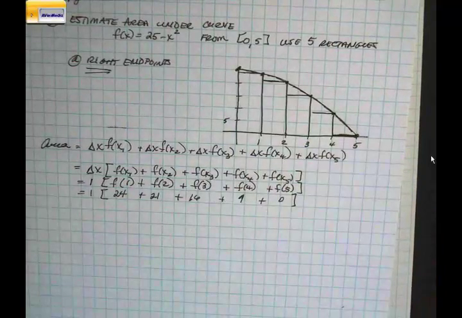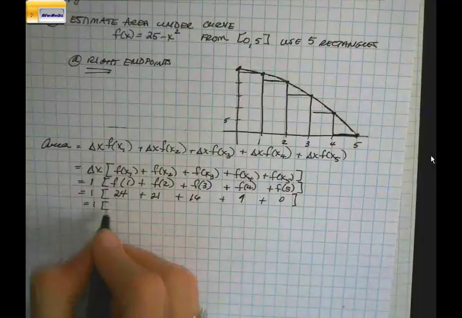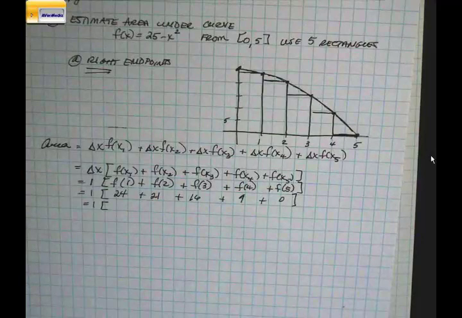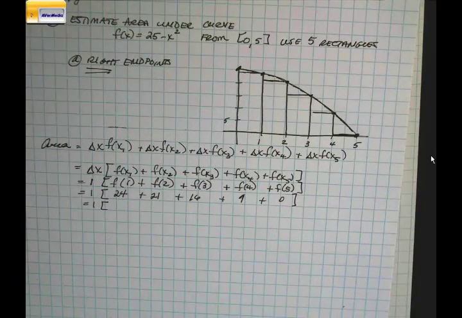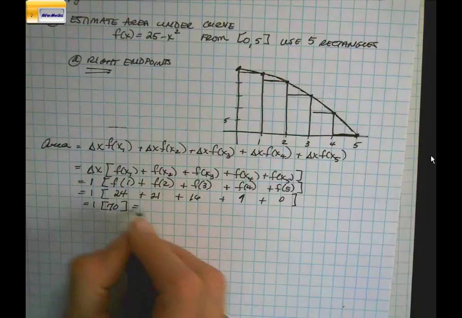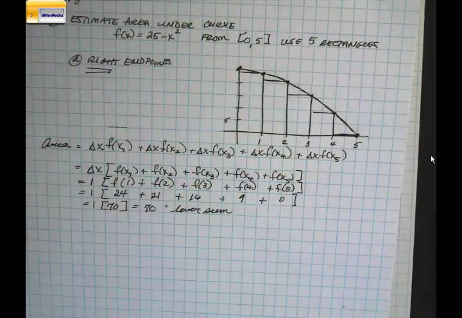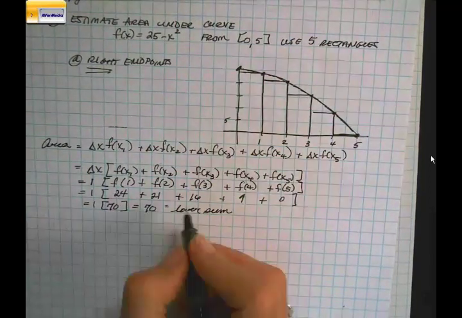So it doesn't contribute a whole lot to the area of the rectangles under the curve. So this turns out to equal 1 times 24 plus 21 is 45. 45 plus 16 is 61. 61 plus 9 is 70. Did I do that right? So the area here is 70, and this is considered your lower sum because you are under the curve.